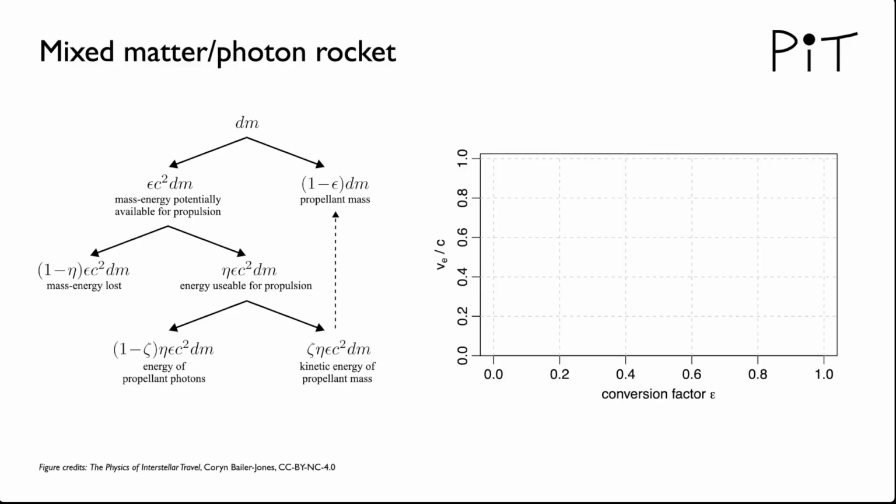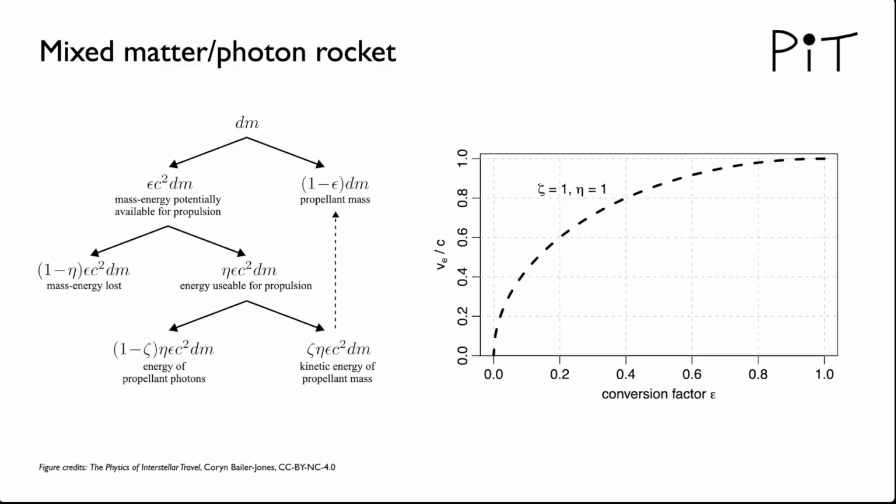Let's look at how the velocity varies as the conversion factor epsilon increases from 0 to 1. The first case is for a matter rocket with no photons, zeta equal to 1, and no losses, eta equal to 1. The effective exhaust velocity increases monotonically from 0 to 1. That is, the more of the original mass we convert into energy, the better. Note that the limit at 1.0 is hypothetical, because if epsilon is exactly 1, then there's no propellant mass left to accelerate.